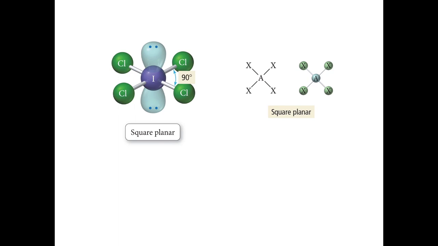Looking at table 11.1, we could see that we have a square planar molecule. So the 2 lone pairs are found directly across from each other. And you could see that we only need to draw this molecule with straight lines because all 5 atoms are found in the same plane.